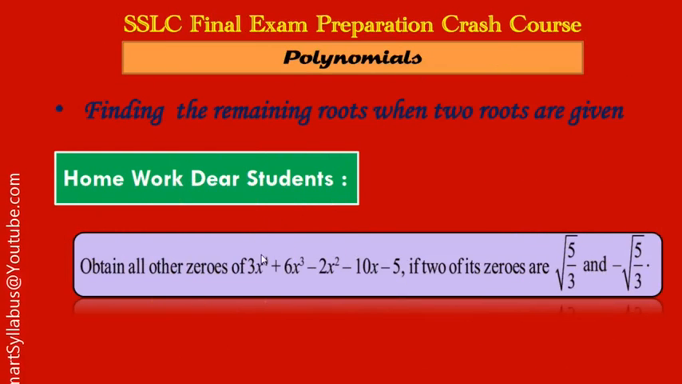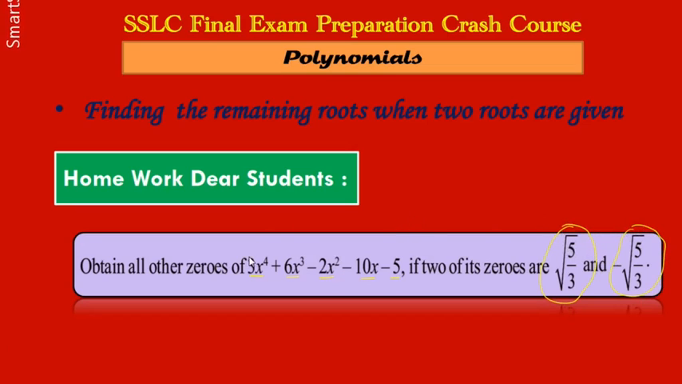So here is the homework sum: obtain all other zeros of 3x raised to 4 plus 6x cubed minus 2x squared minus 10x minus 5, if two zeros are given already. So this is the first zero and this is the second zero. So two zeros of this are given.